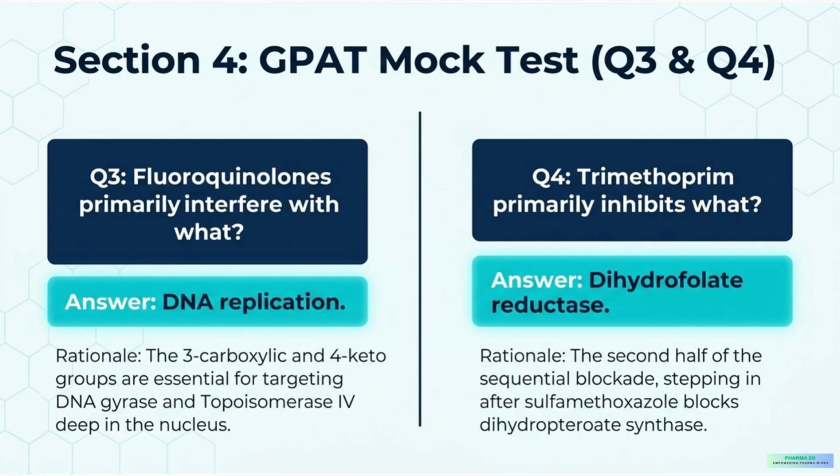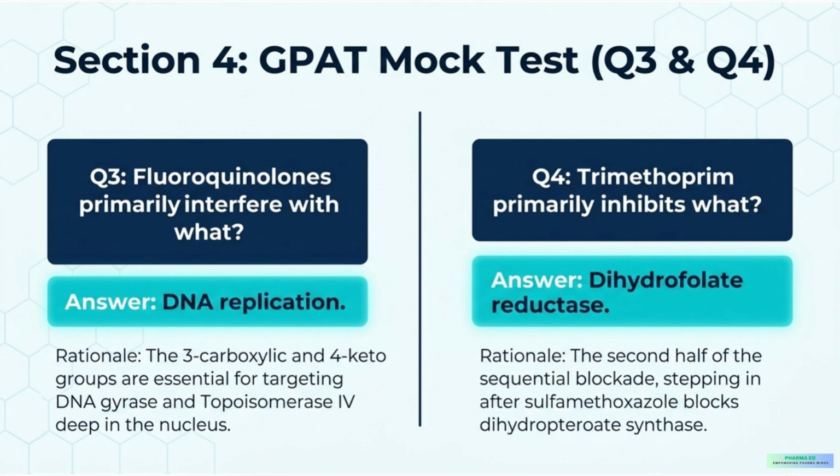Question 4. Trimethoprim primarily inhibits what? Recall that beautiful 1-2 punch, the sequential blockade we discussed earlier. 3, 2, 1. Excellent. If you got B, dihydrofolate reductase. Remember, sulfamethoxazole hits dihydropteroate synthase first, and then trimethoprim comes in and finishes the job in the folate pathway.